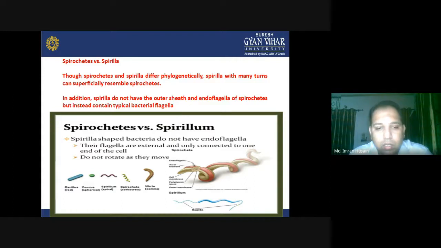It is clearly seen in the image. The flagella are external and only connected to one end of the cell. They do not rotate as they move. So you can see the differences between bacillus, coccus, spirillum, spirochete, and vibrio. And you can see the basic difference in the design of spirillum and spirochete.